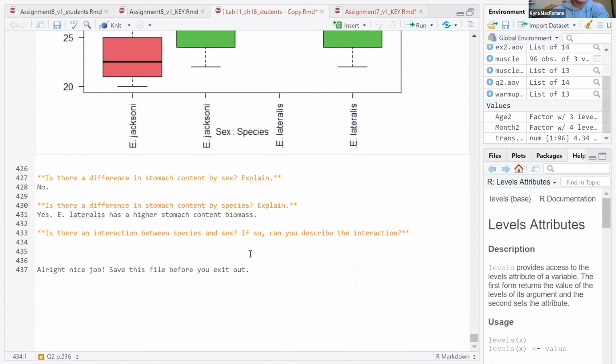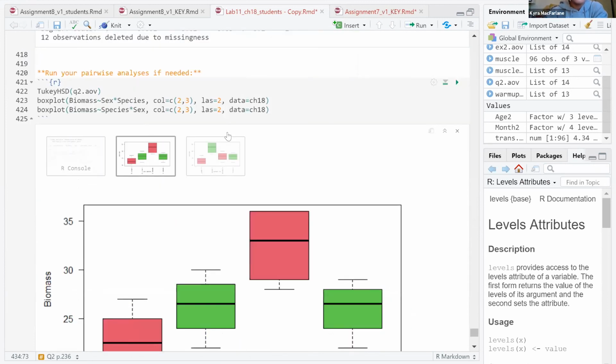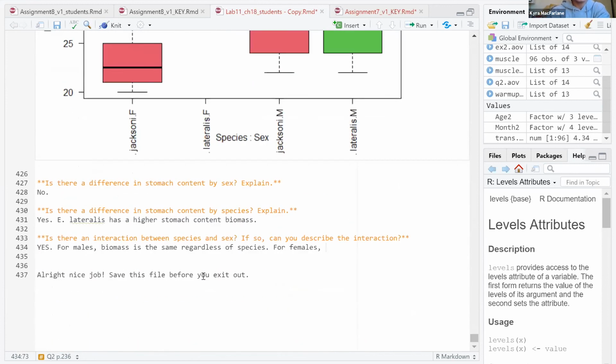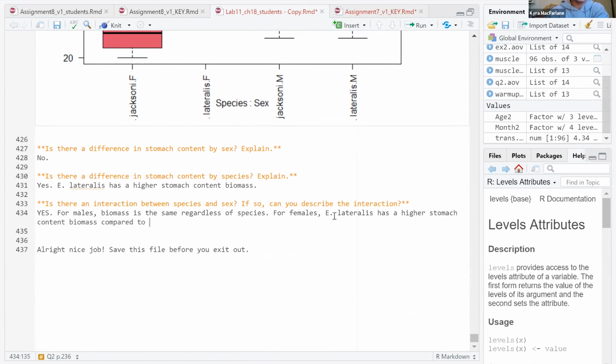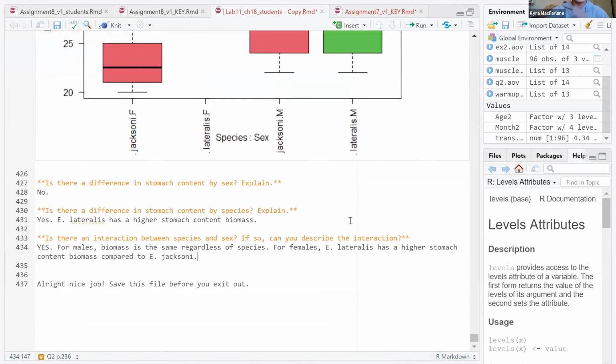Is there an interaction between them? Yes. For males, biomass is the same regardless of species. For females, let's see, what was it? E. lateralis. E. lateralis has a higher stomach content biomass compared to E. jacksoni. And that would be the interaction for this one.